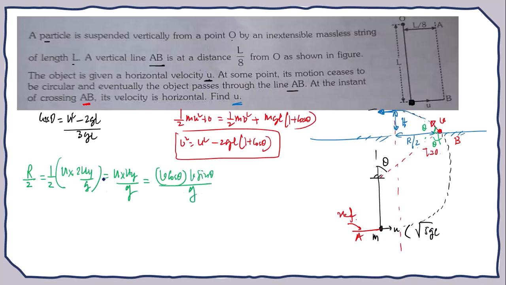Okay. And what is R by 2 from the geometry? From that, R by 2 is L sin theta minus L by 8. L sin theta minus L by 8. Okay. So that is one equation. So from that, what I am getting is V square sin theta cos theta by g equal to this one. Okay. So this is equation number, let us say, 2.